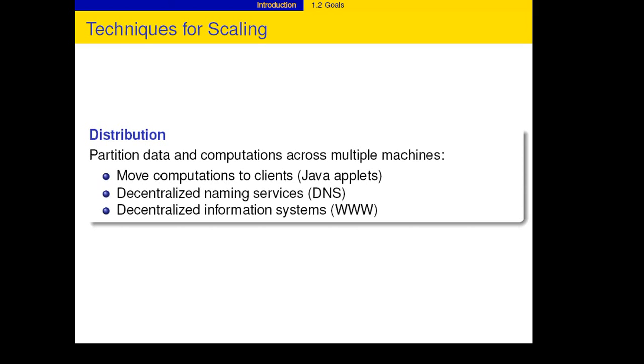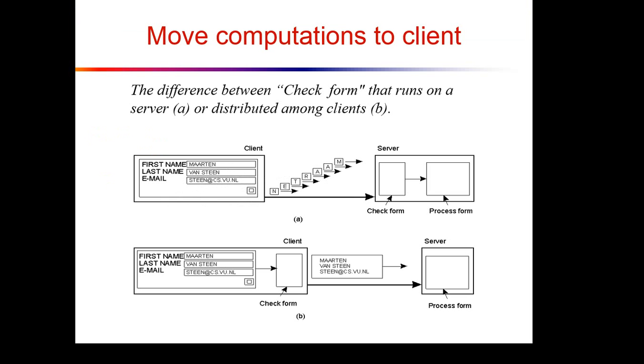Some techniques that are used for distribution are illustrated in this slide. One technique is to move computation to clients using Java applets, or using decentralized naming services. This is the responsibility of DNS and the decentralized information system. Okay, these are some techniques for distribution.